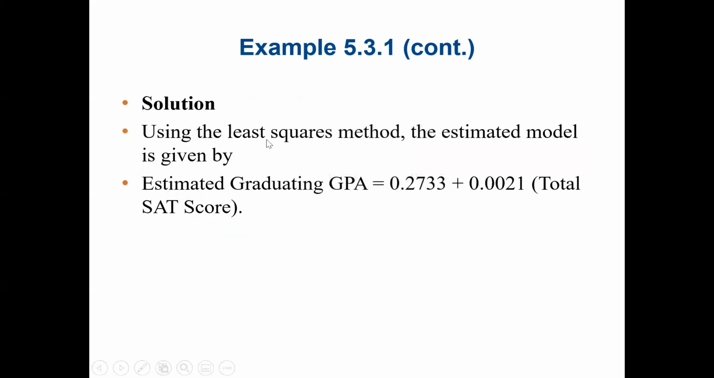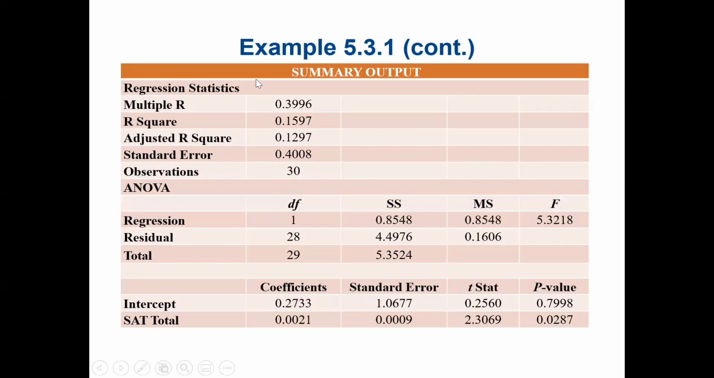So the solution is using the least square method. The estimated model is given by the following. Again, here we can use the software to come up with a system. By estimating the GPA, this is what we have. And again, using the software, this is the result we get. Our goal is to find the R square. So when we look at R square, we can see that it's very small.